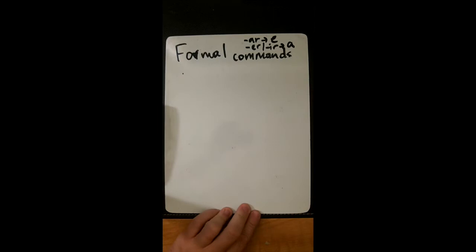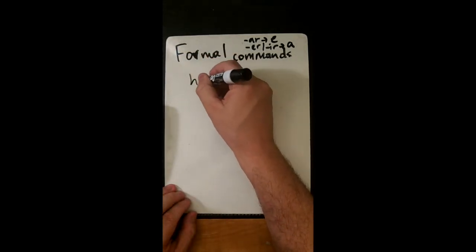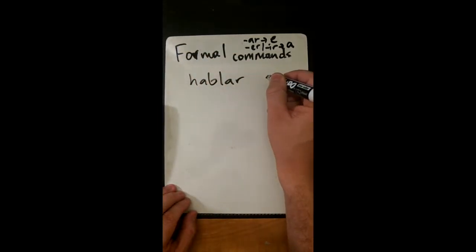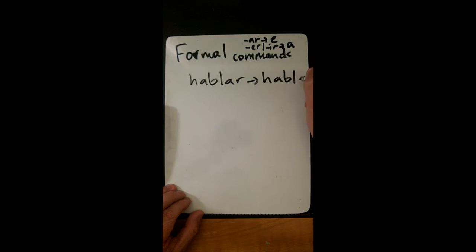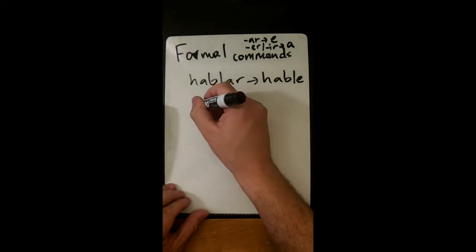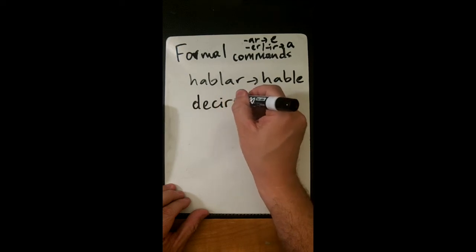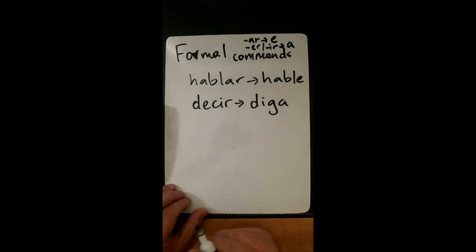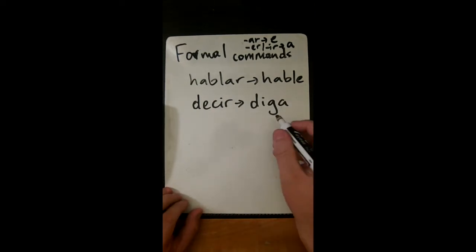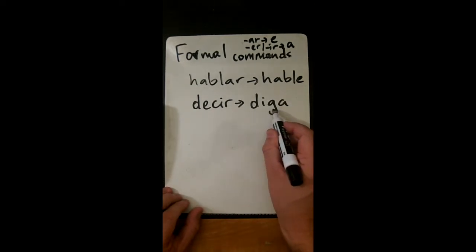Okay? So if it is regular, let me go back to hablar. Verb simple, hablar. It's going to be hable. Muy bien, hable. But if you have a verb like decir, as you just saw, we did what? Diga. Okay? So how do we get this form from the verb?